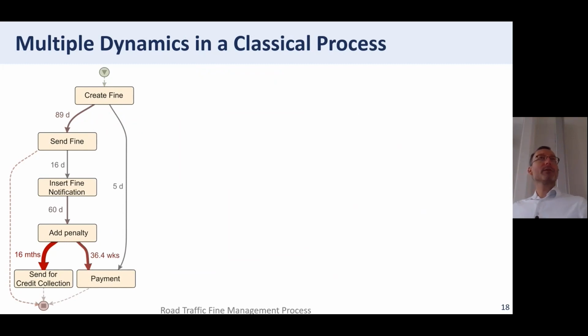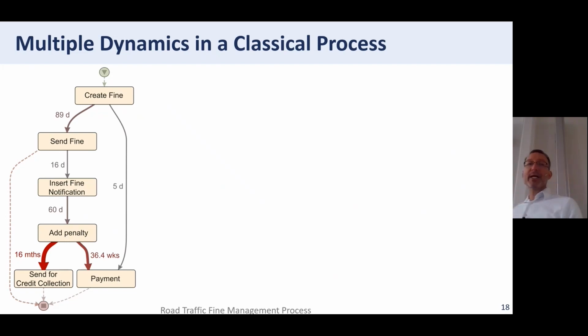Who knows this data set, this model? 1, 2, 3, 4, 5. A few hands I see, right? So this is the road traffic fines management process, one of the public data sets. It's a rather simple process compared to many of the other real-life data sets.